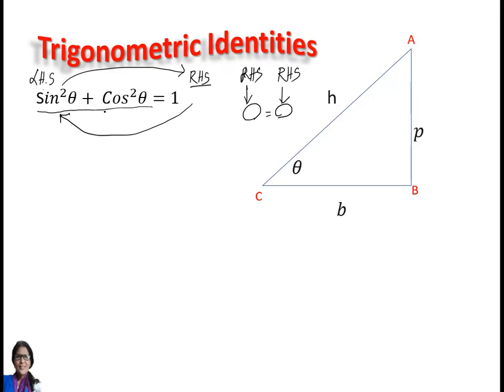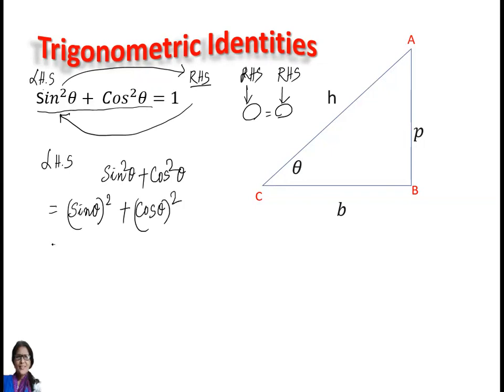But there is no hard and fast rule to start from LHS. So here, the first identity is the simplest identity I am writing to prove, and it is also applied to prove other complicated identities. So sin square theta plus cos square theta. I'll write LHS, that means left hand side: sin square theta plus cos square theta. Sin square theta means, same as in algebra, sin theta whole square, and cos theta whole square.